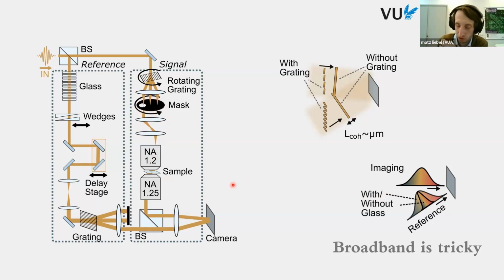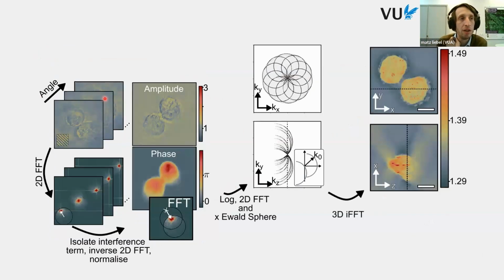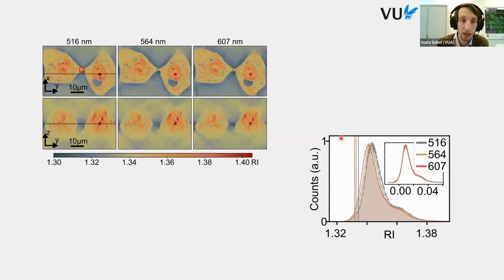So very briefly, we record a massive set of holograms, then we extract the interference term as before. We extract phase and amplitude information in real space, and then we go through several computational steps to ultimately end up with 3D representations of the refractive index of the sample. So in this case, cells. And because we're very broadband, we can then spectrally decompose this information. So here you just see XY and ZY projections of these cells at different wavelengths.